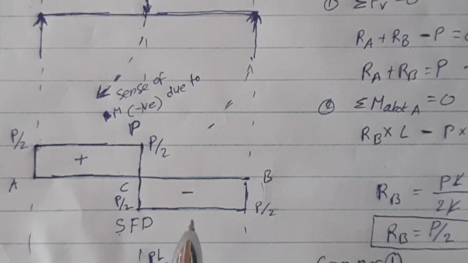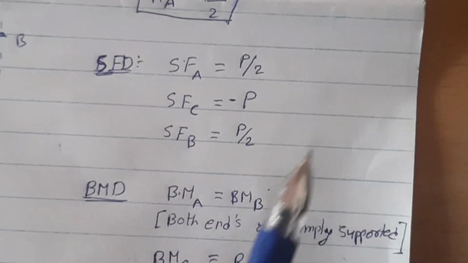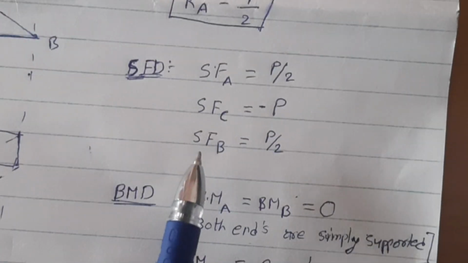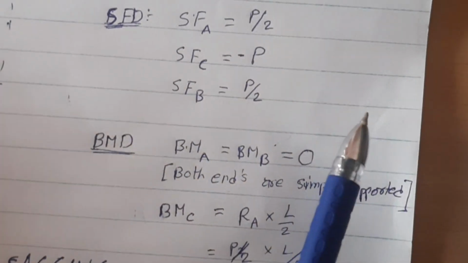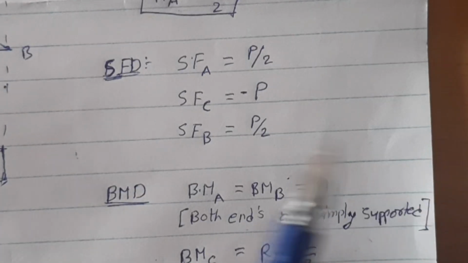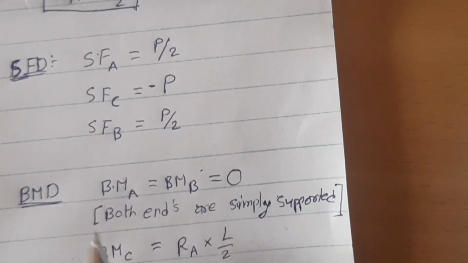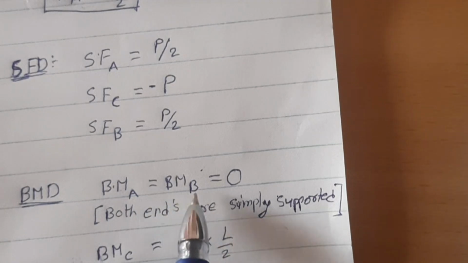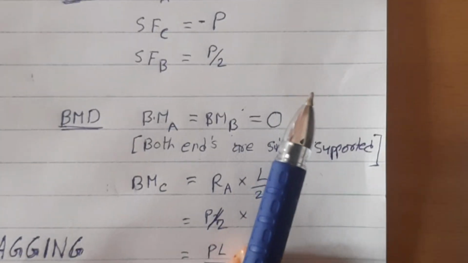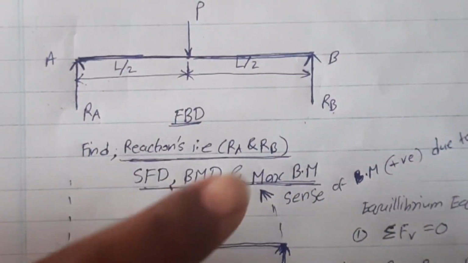In this way we have to draw the shear force diagram, and then we have to see the bending moment. Bending moment we have to find by considering either the left hand side or the right hand side. We know already the bending moment at the supports in a simply supported beam is 0. That means bending moment at A and at B is 0.